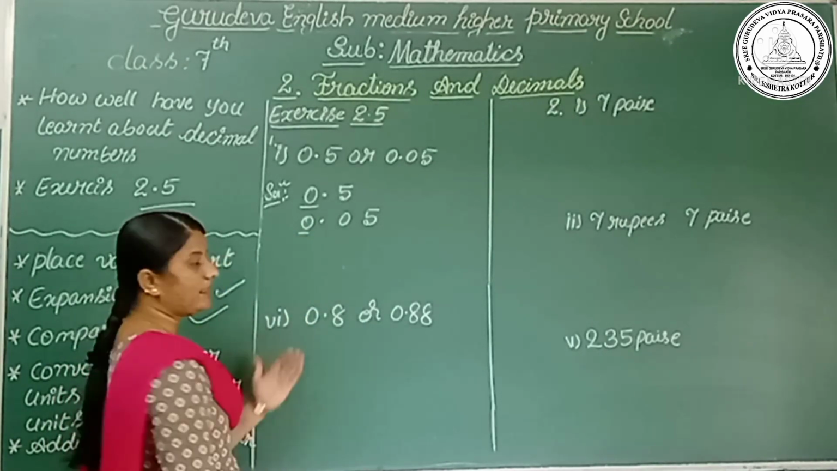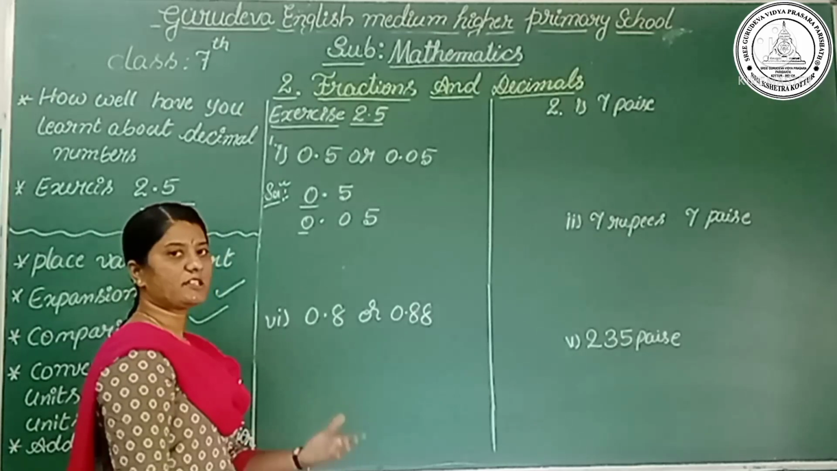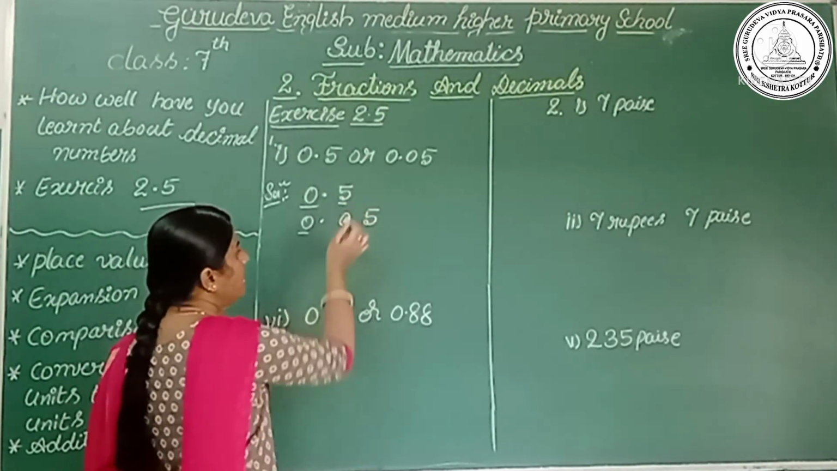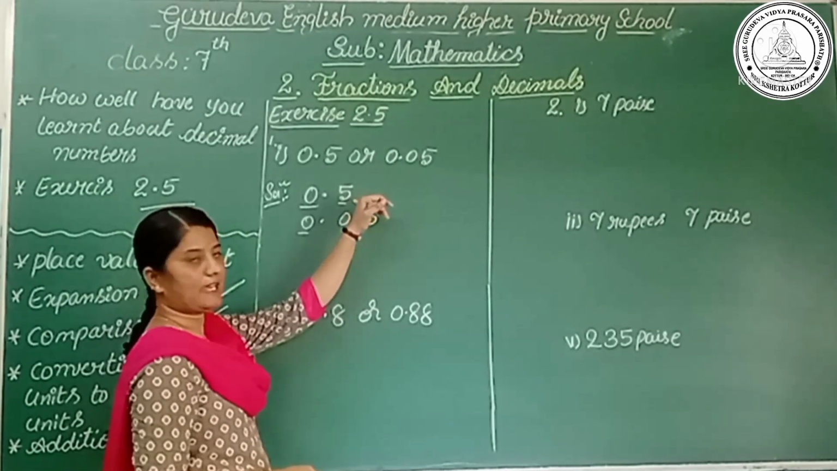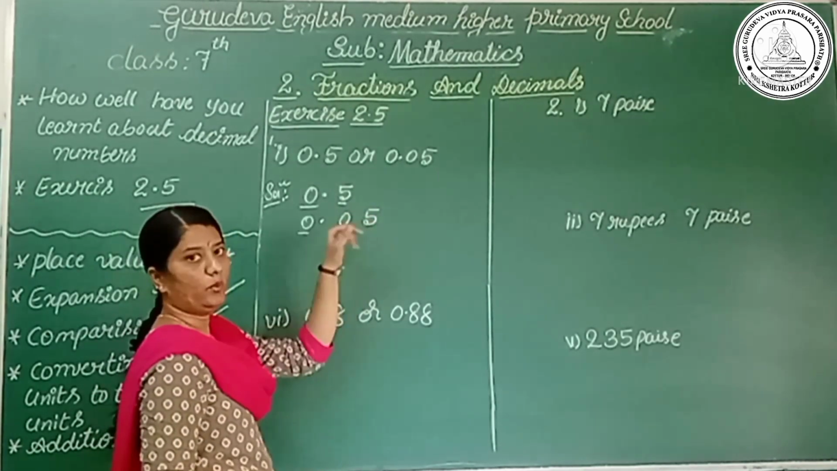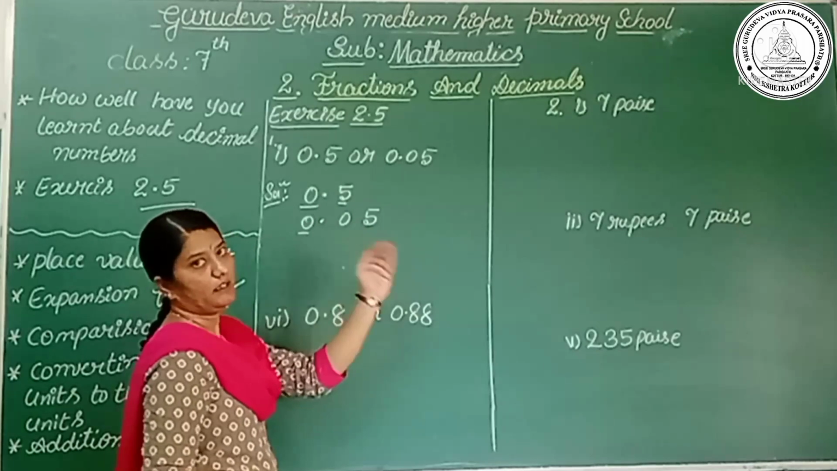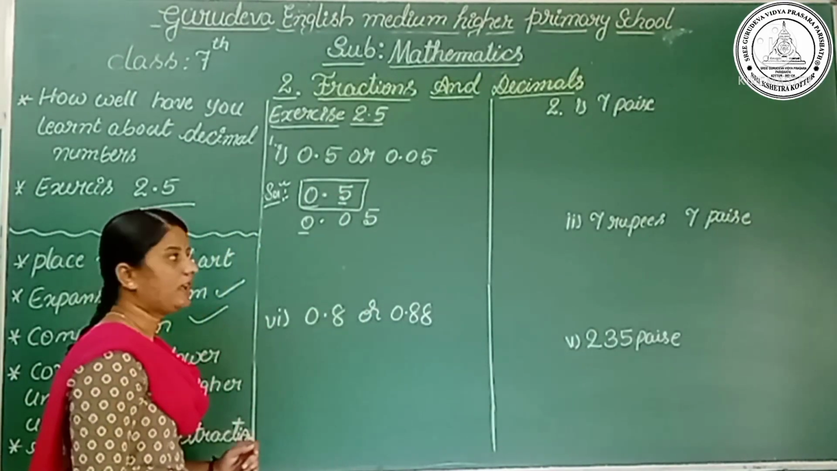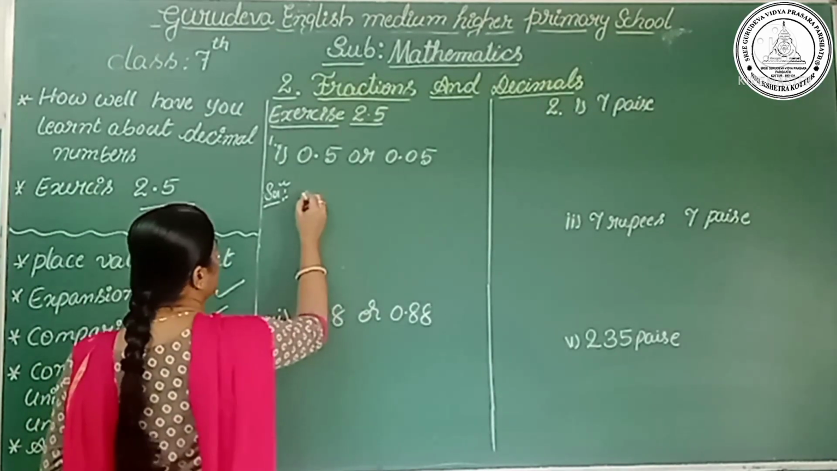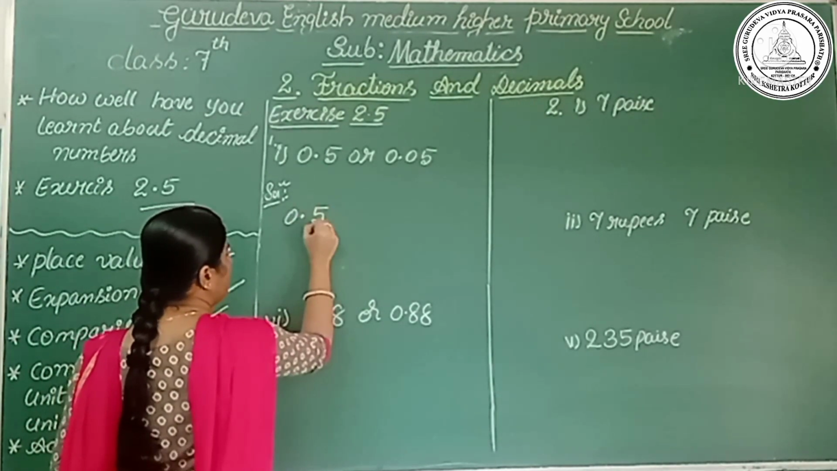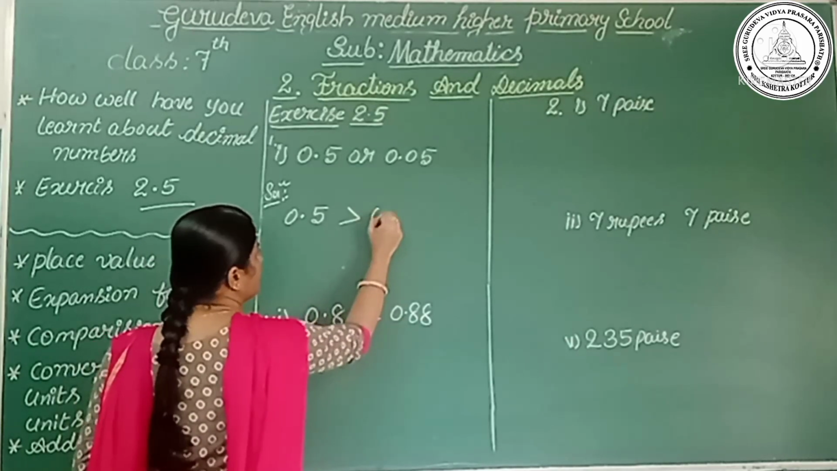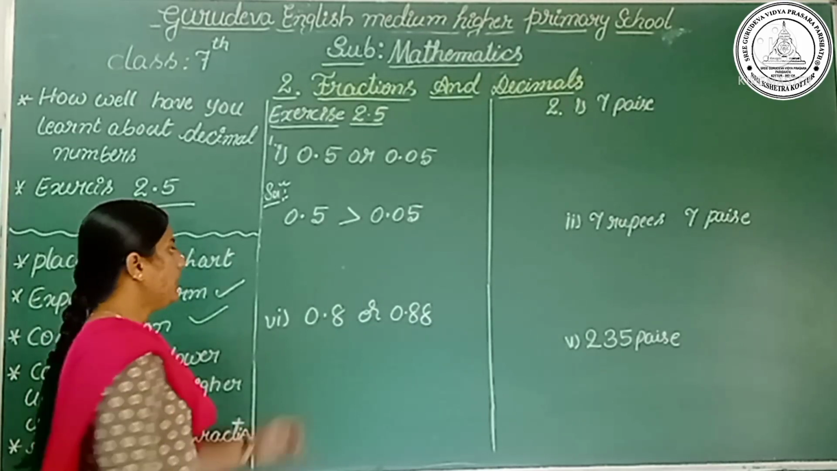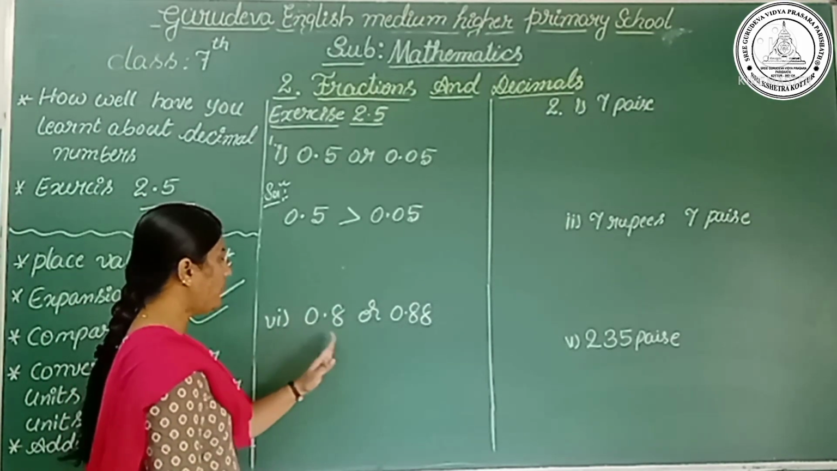Then compare the next decimal first part. Decimal first part is tens place. So compare here in the decimal first place, tens. Here there is a 5 tens. Here there is a 0 tens. So which is greater? Yes, that is 0.5 is greater. Okay, so let's write here 0.5 is greater than 0.05.